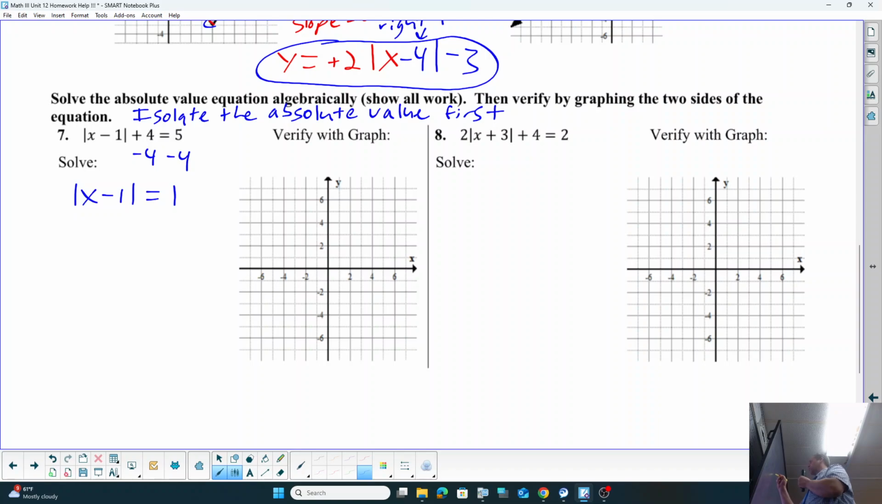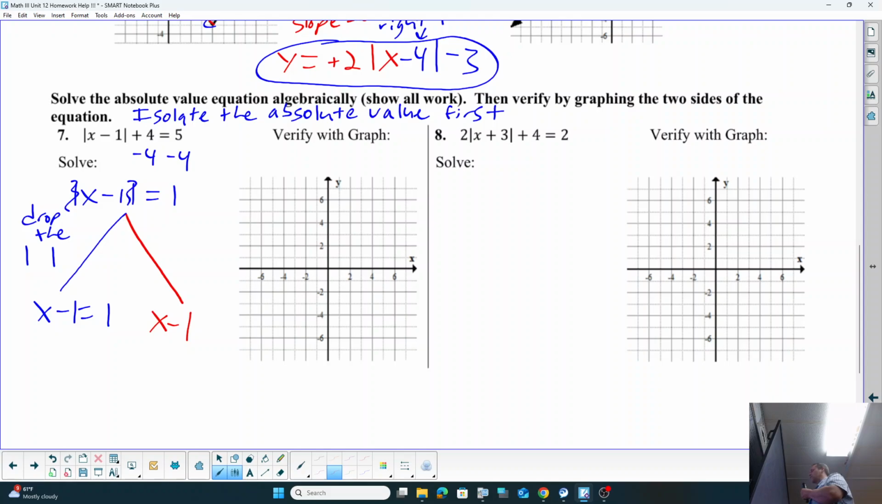We now need to split the equation, Darth Vader style, into a positive and negative on the right side of the equation. So we drop the absolute values. We get x minus 1 equals 1, bring it down. And then also x minus 1, same exact thing, drop the absolute value.